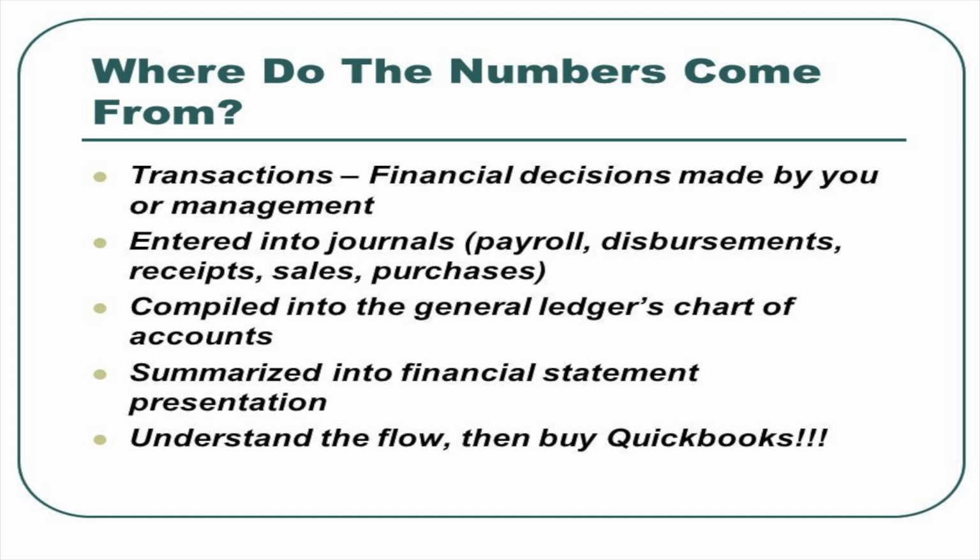For the balance sheet, cash flow statement, and income statement, the question is, where do the numbers come from? These numbers come from transactions made by management or other employees. They're then entered into journals, whether it's payroll, disbursements, receipts, sales, or purchases. They're then compiled into the general ledger's chart of accounts and then summarized into a financial statement presentation. Obviously, there are a number of different software programs available, and it always, of course, does make sense to get a good CPA.